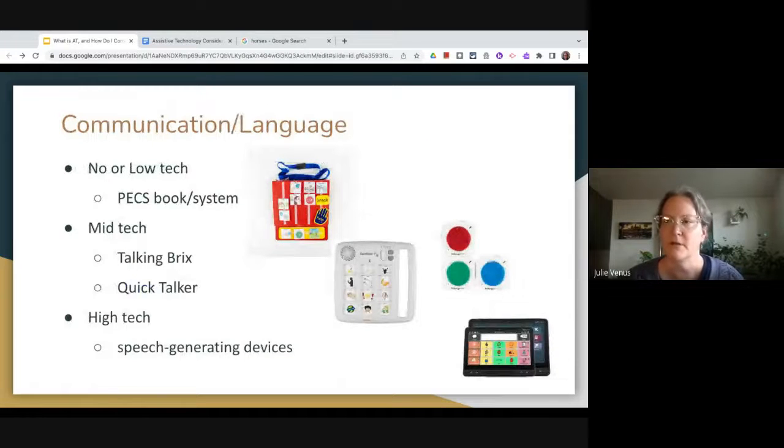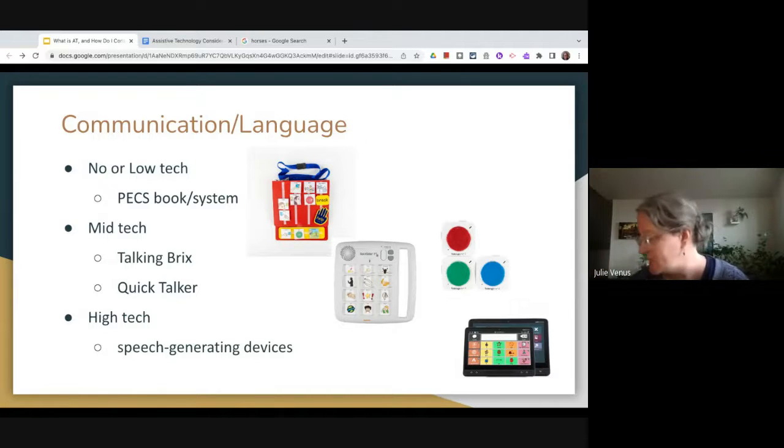All right. Communication and language is a big area, I think, where people often consider assistive technology. A PECS book, Picture Exchange Communication System, is a book or a system where a student is taking pictures and exchanging them with a communication partner to indicate wants, needs, eventually higher level tasks within that. But any of those communication systems that are printed and hard copy would be a great example of a no or low tech option.